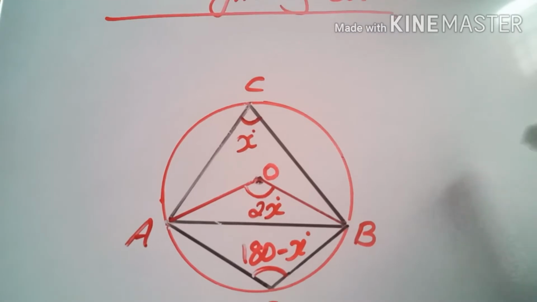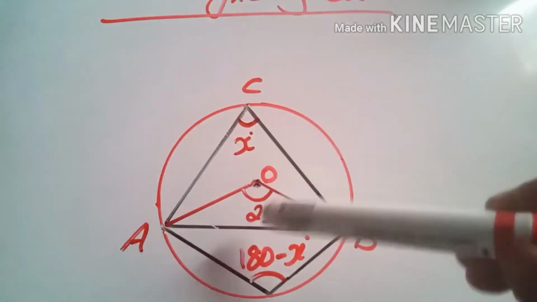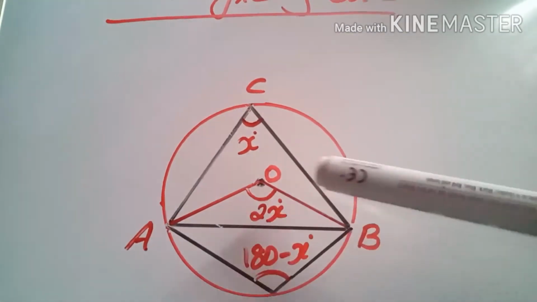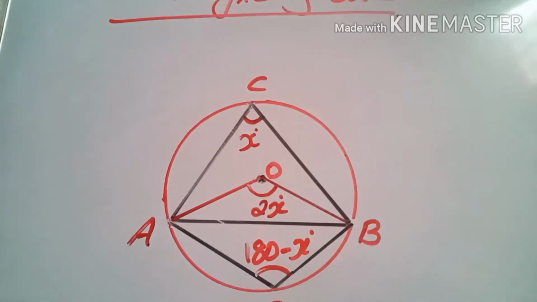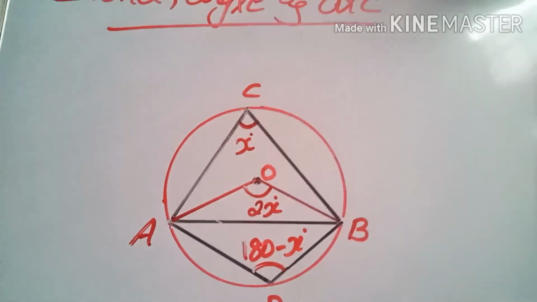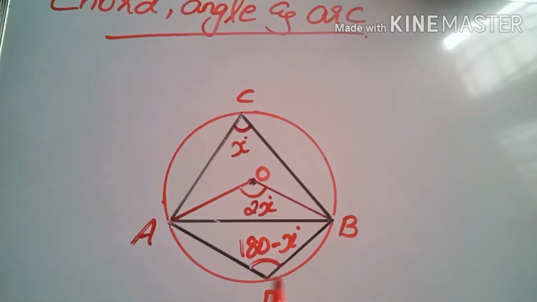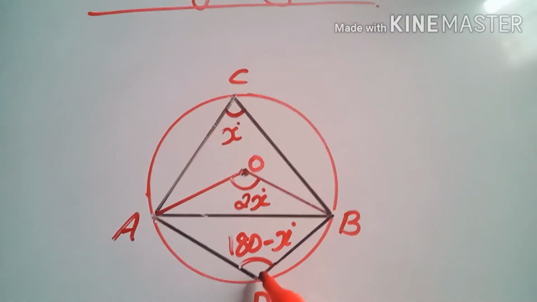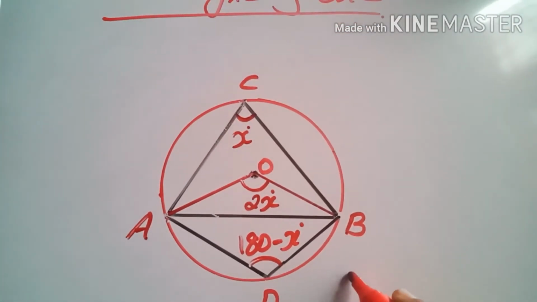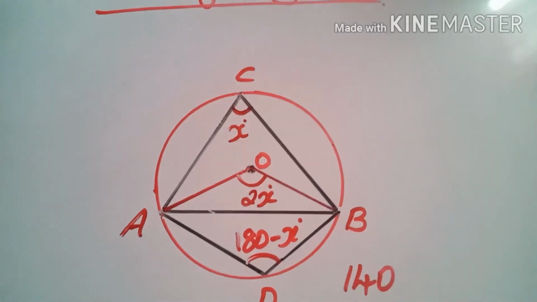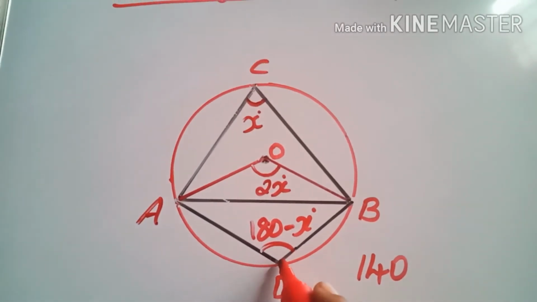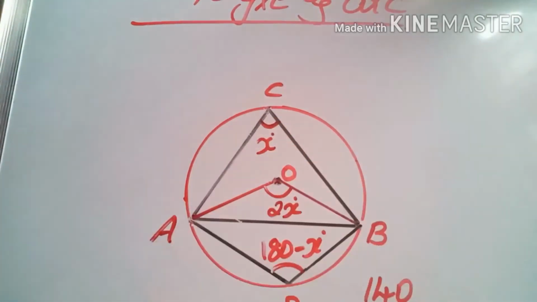So if we know one of the angles out of these three, it is easy to find the remaining angles. Suppose we know only this angle, for example, this is 140 degrees. We need to find the central angle and the alternate angle.